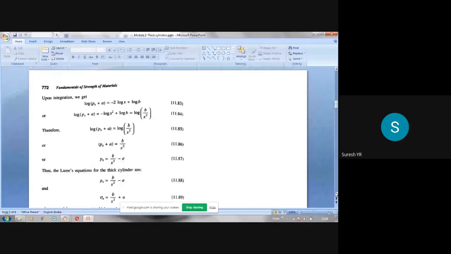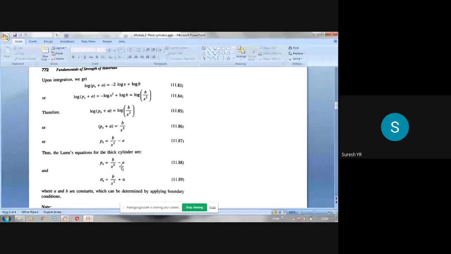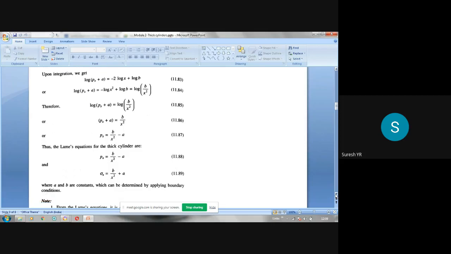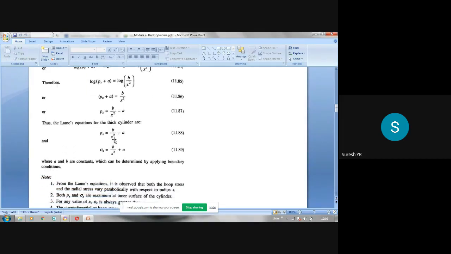Px is b by x square minus a. Sigma x is b by x square plus a. From these two equations, we can observe that sigma x is always greater than Px. And nature-wise, Px is compressive, sigma x is tensile. This A and B are calculated using the boundary conditions. Using the boundary conditions means at x equal to Ri, Px is equal to Pi, and at x equal to Ro, Px is equal to Po. They are the boundary conditions.